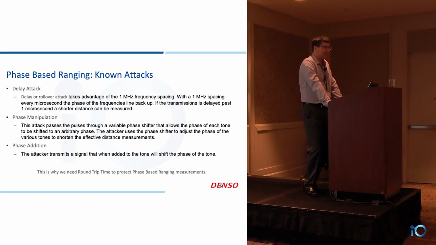Fortunately, the ambiguity between round trip time and your phase-based measurement is going to be more than 100 meters. So it's very easy to detect. So we don't think it's a very realistic attack because RTT very easily detects that. Even the non-sophisticated versions of RTT can protect against that.